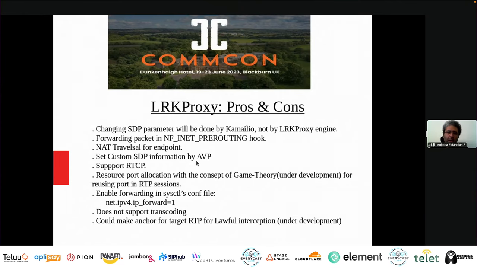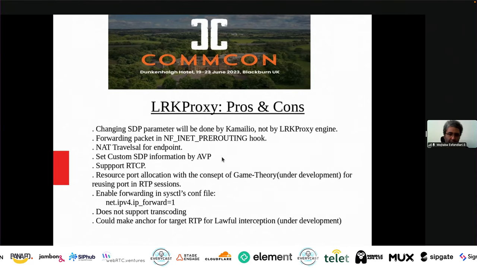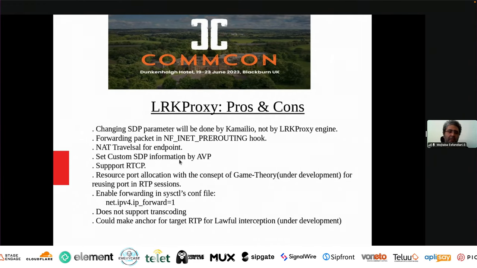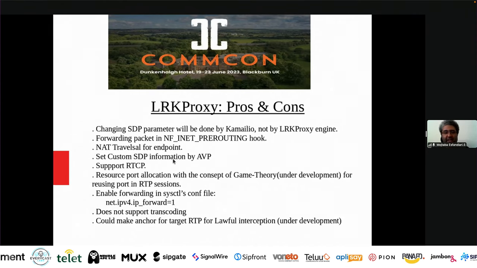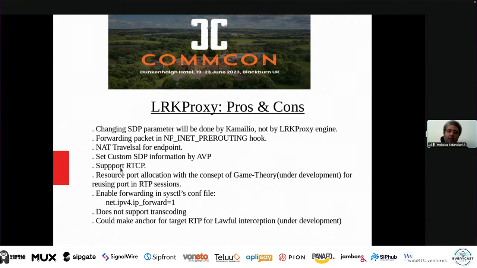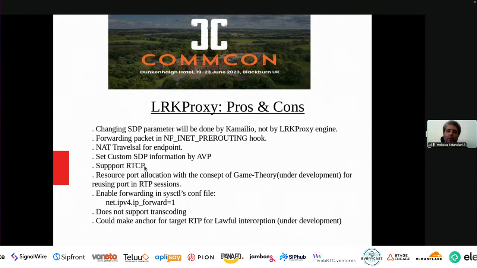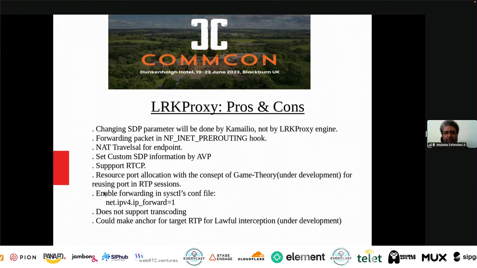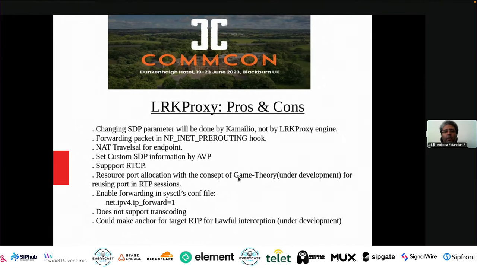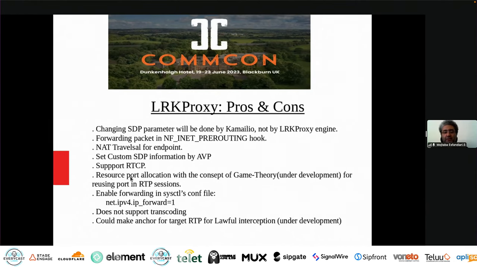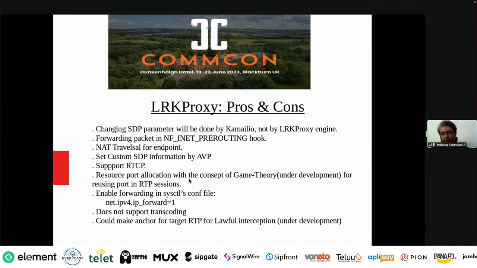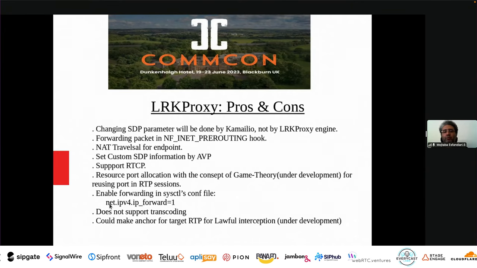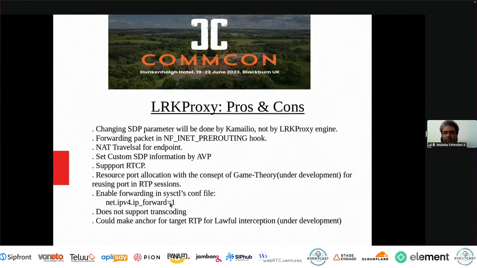For example, when we want to deploy LRKProxy in AWS, we have to use this option in our network, because all AWS servers are behind NAT. In LRKProxy, we could use RTCP for getting some quality of service parameters related to RTP packets. With the concept of game theory, or the GT option, we could do resource port allocation in your network. Because we use forwarding packets in the operating system, we have to set this option in the sysctl configuration of your operating system.